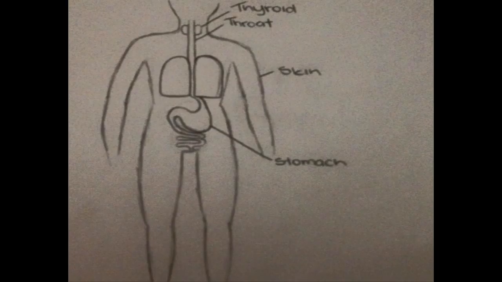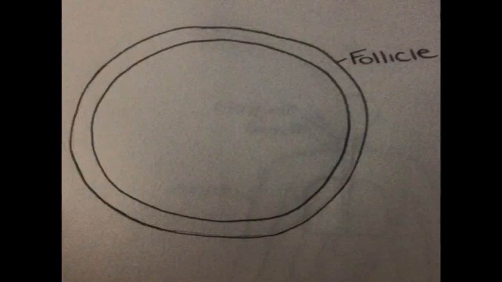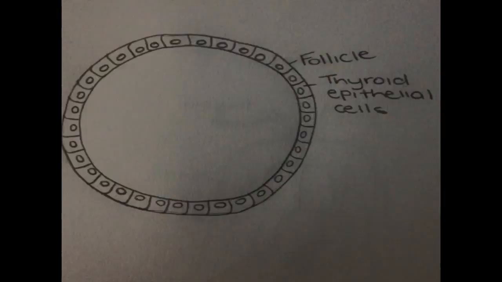The thyroid epithelial layers are instead made up of a single layer of cube-shaped cells containing a central nucleus that are attached to a basal layer. The thyroid epithelial cell is found in the epithelial layer of thyroid follicles.